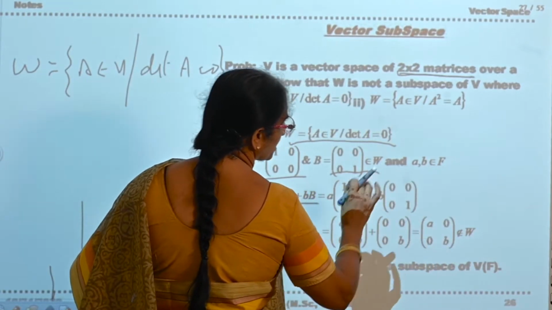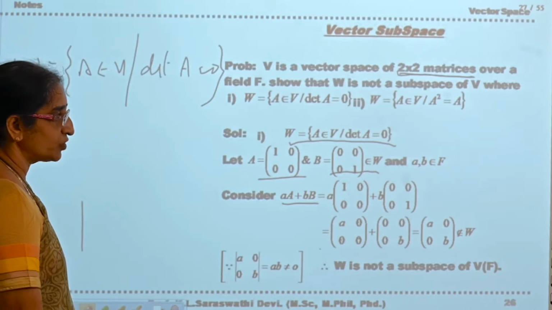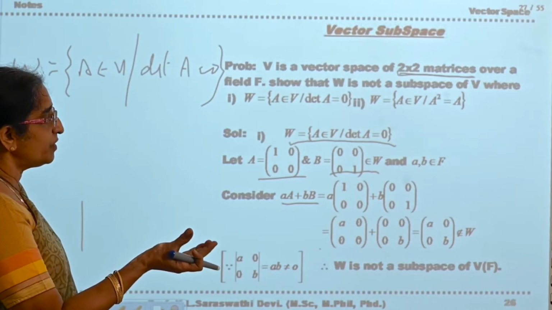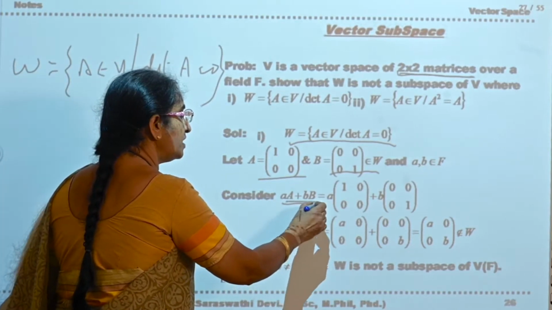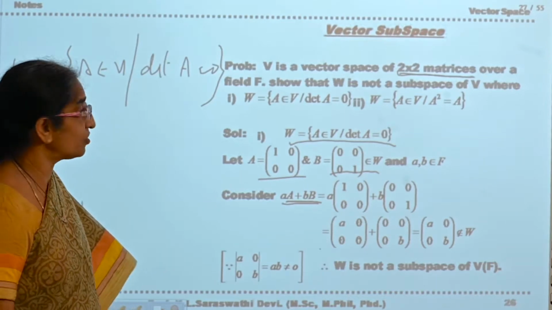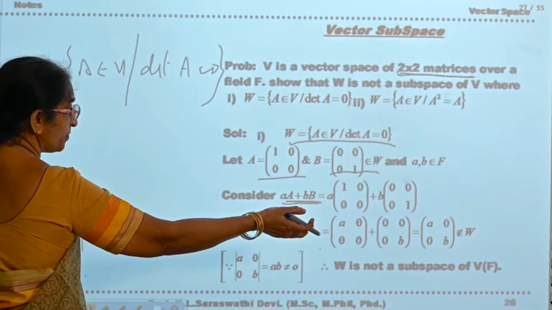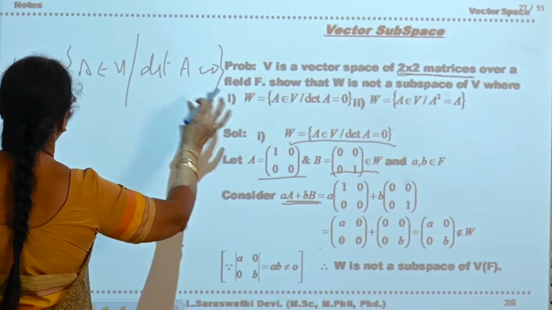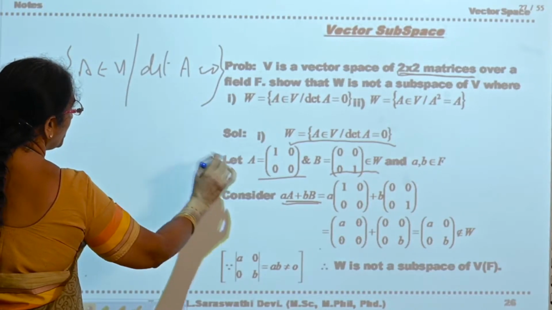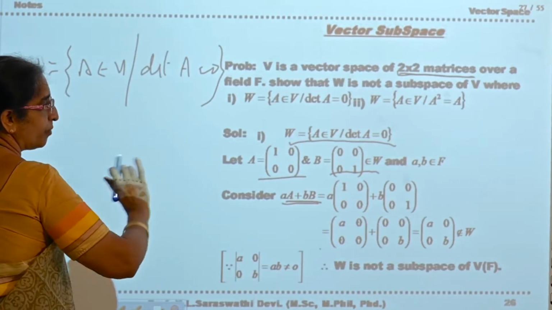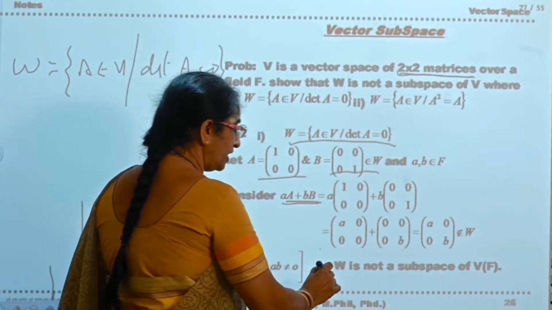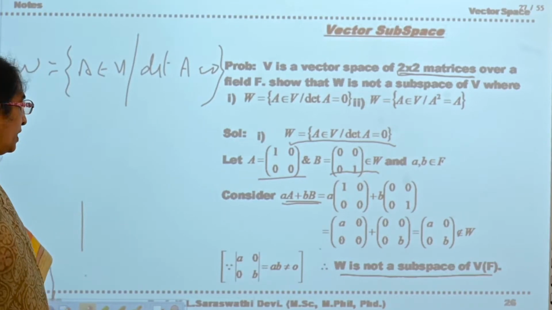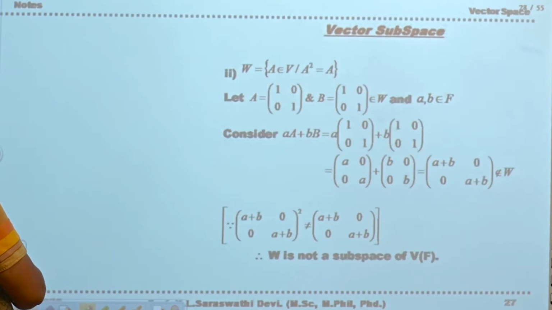So that gives [a, 0; 0, b]. But if you consider its determinant, ab, that is not equal to 0. Therefore, the determinant of a A plus b B is not equal to 0, so it does not belong to W. If you want to say aA plus bB belongs to W, the determinant of aA plus bB should be equal to 0, but it is not happening in this case. Therefore, W is not a subspace of V over F. Okay, is it clear? Now see one more problem.